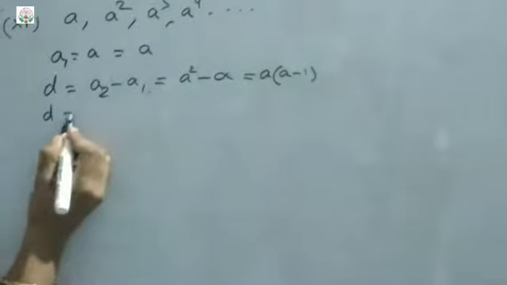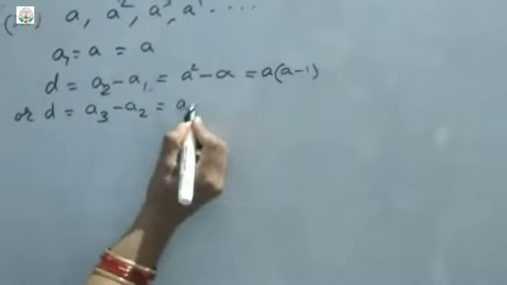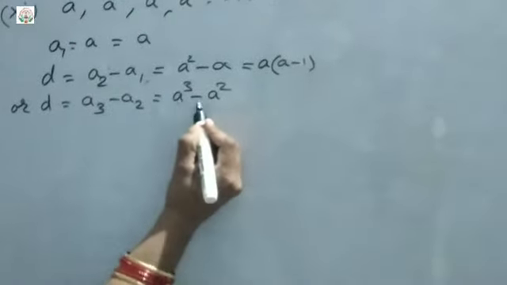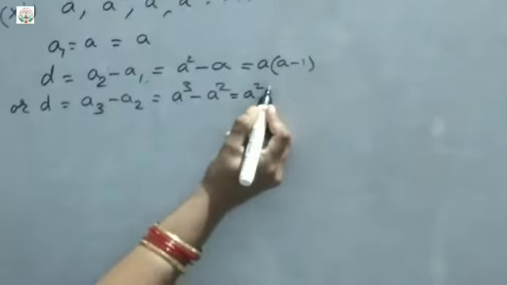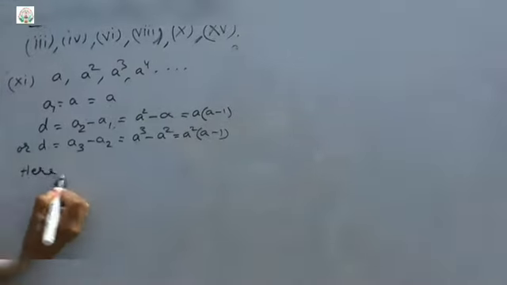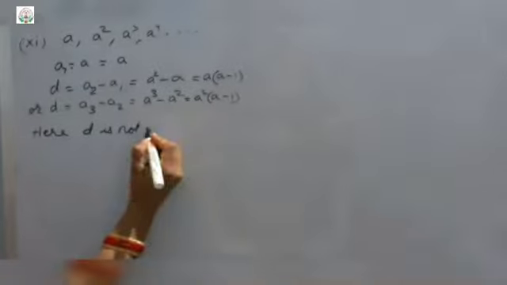Now check it out for the second one, or D equals to what? A3 minus A2. Now check for another one, that is A cube minus third term minus second term. So third term is A cube minus second term is A square. So now here A square common. So what is there? A minus 1. So we can see that. So you can write here D is not same. Therefore, this is not in AP. Okay.